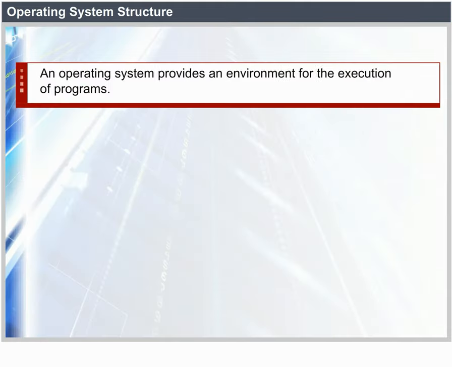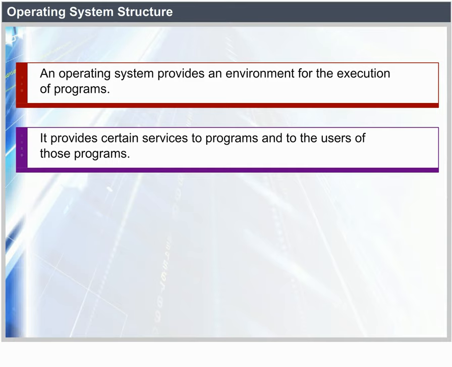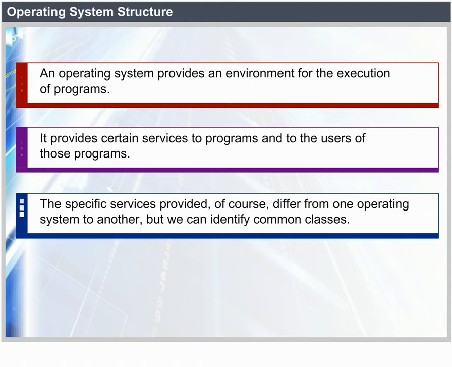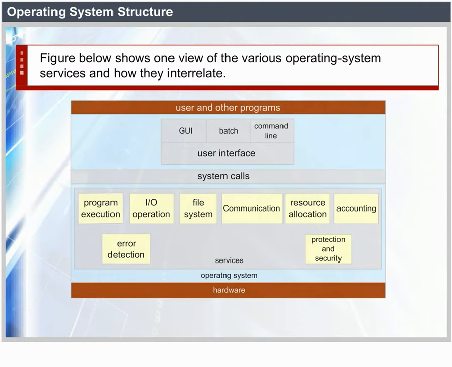Operating system structure. An operating system provides an environment for the execution of programs. It provides certain services to programs and to the users of those programs. The specific services provided, of course, differ from one operating system to another, but we can identify common classes. These operating system services are provided for the convenience of the programmer to make the programming task easier. The figure below shows one view of the various operating system services and how they interrelate.